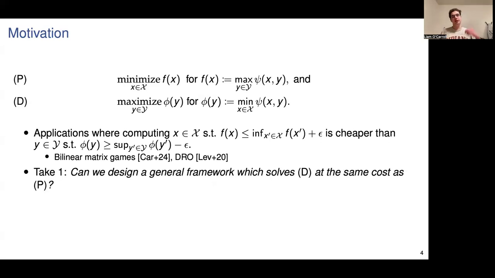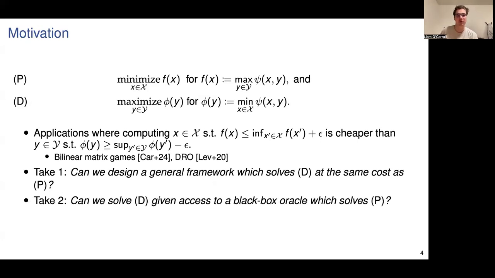The fundamental question we ask in this paper is whether this is actually the reality, or whether it's possible to design some kind of general framework which solves the dual optimization problem at the same cost as the primal optimization problem. We can formalize this: can we solve the dual optimization problem given access to a black box oracle which solves the primal optimization problem? In other words, the only way we can access psi and the constraint sets X and Y is through this black box oracle.